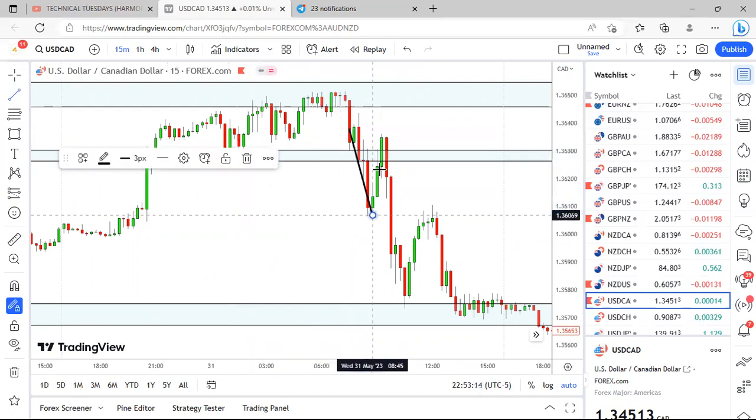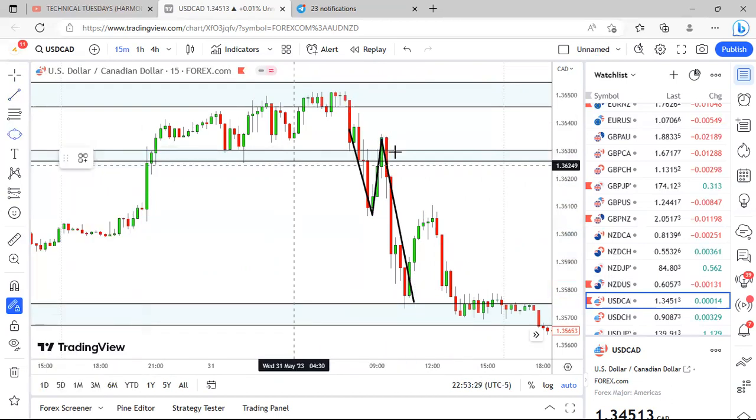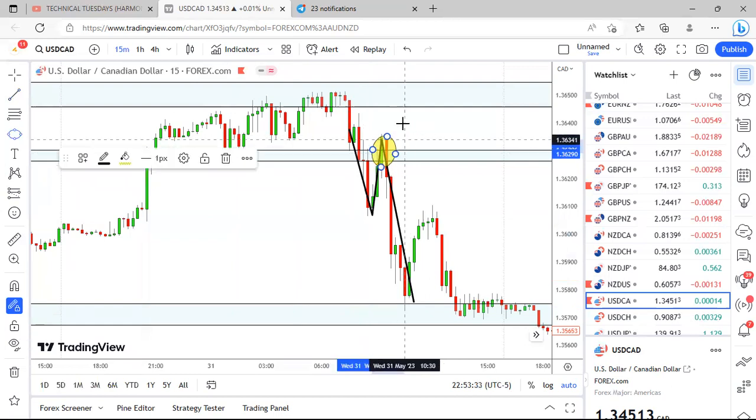So what did it do? It did that all the way down here. Then came all the way back up here. Okay. And then started to drop. So when that happens, what do we do? We press sell, sell in this yellow circle.